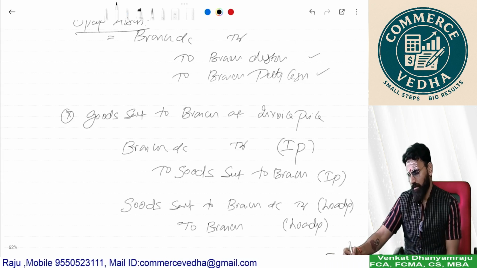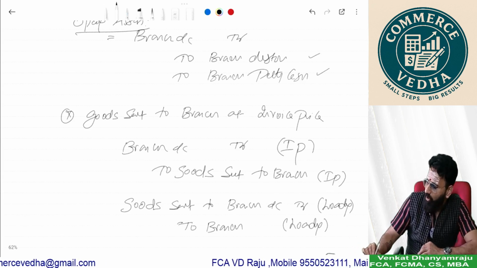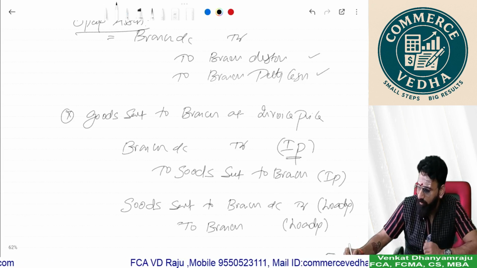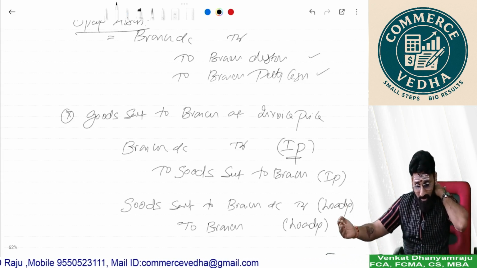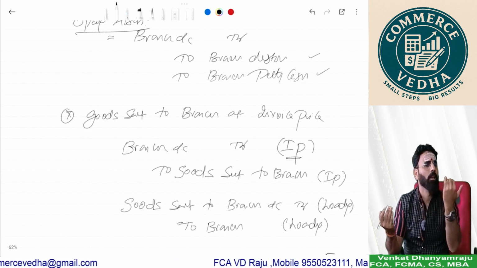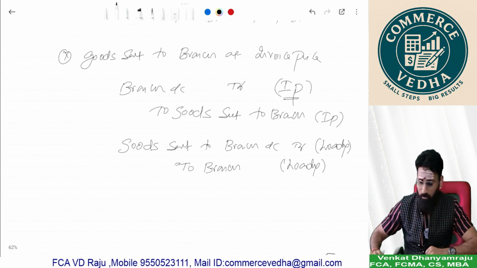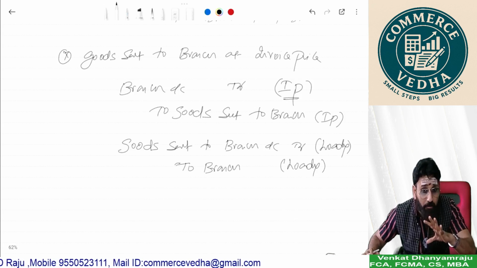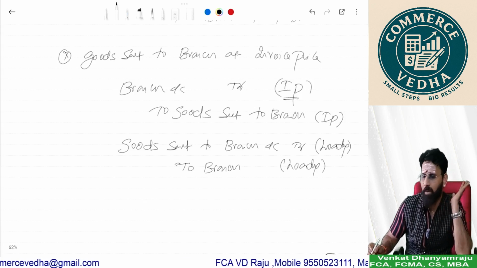or margin. You call it loading or margin, same. So what I am doing, I recorded the goods sent to branch at invoice price on the debit side of the branch and I reversed the loading from it on the credit side. So my branch account actually has 120 here, 20 here, again it is 100 cost. Wherever there is stock with loading, we should do a reversal of loading. That is the fundamental in this chapter.